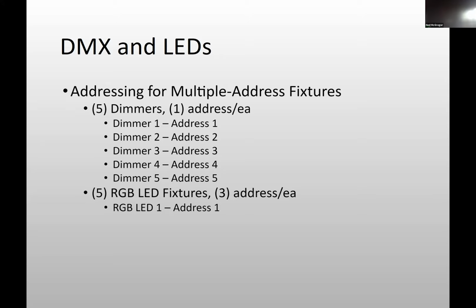I have five RGB LED fixtures with three addresses each. I'm setting what is called the start address. So my first LED is going to start with address one. My second is going to start at address four, because fixture one has three addresses on board, RGB. So the first one I have set address one. So that's going to be red is one, green is two, blue is three. That's like one of those mugs. And then my next fixture begins at address four.